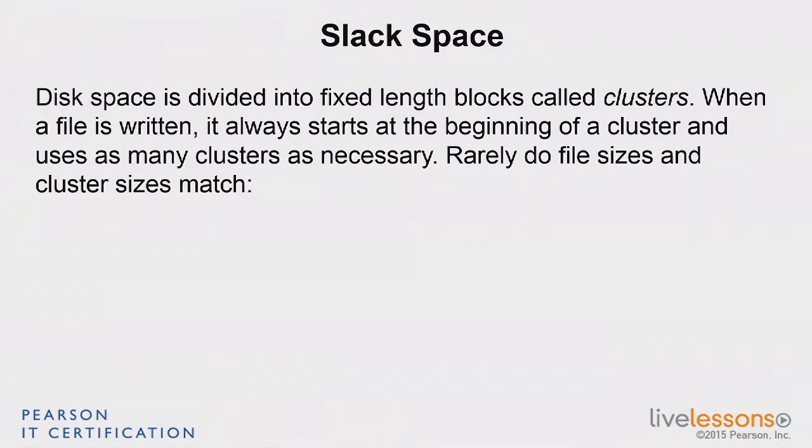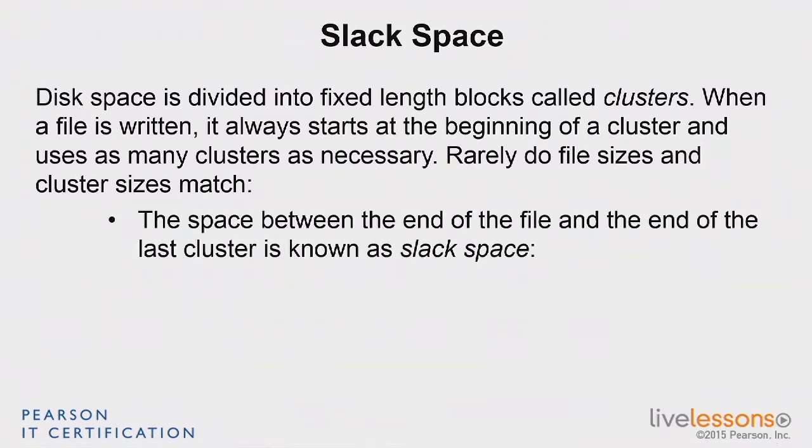Now, disk space is divided into fixed-length blocks called clusters, and we just referred to clusters in the previous slide. When a file is written, it always starts at the beginning of a cluster, and it uses as many clusters as necessary. But rarely do file sizes and cluster size match. The space between the end of the file and the end of the last cluster is known as slack space. So if, for example, a cluster is 512 bytes and the file is only 500 bytes, those last 12 bytes would be known as slack space.